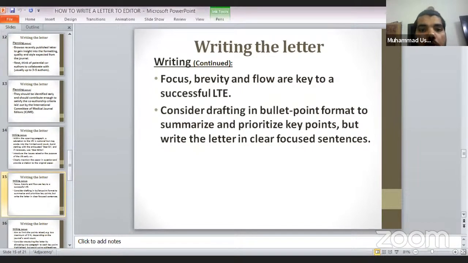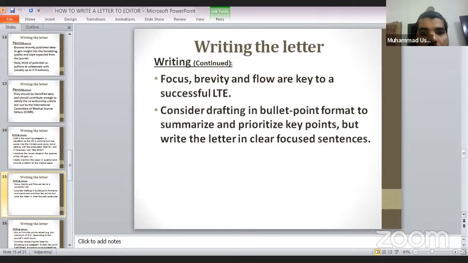And you should also mention which article you are talking about. For example, if you're talking about a particular article by a particular author, then you should categorically mention that your letter to editor is concerned with that particular paper, rather than making it ambiguous and vague. You should pinpoint. And it should be focused and brief. These are the key features for writing a successful letter to editor.